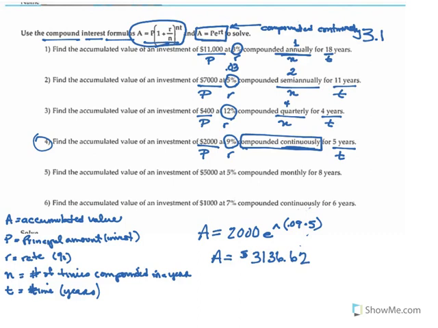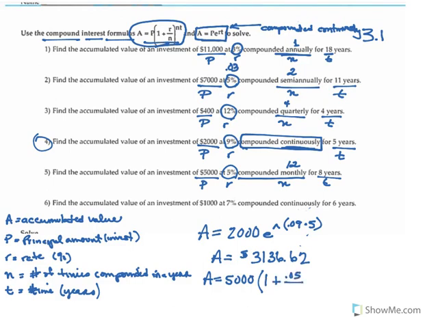Okay. So then number 5, find the accumulated value of an investment, $5,000. 5% is the rate, compounded monthly. So that's the n because it's monthly. So how many times a year is monthly? That would be 12. And then 8 years is the time. So A equals 5,000 times 1 plus.